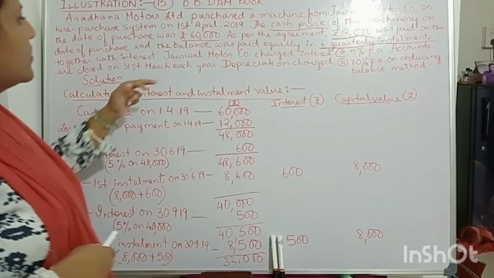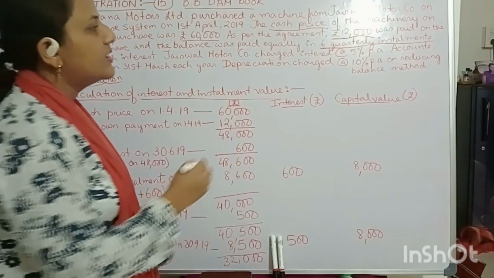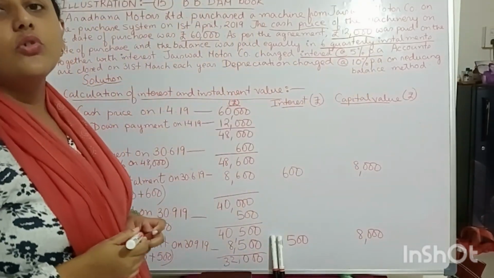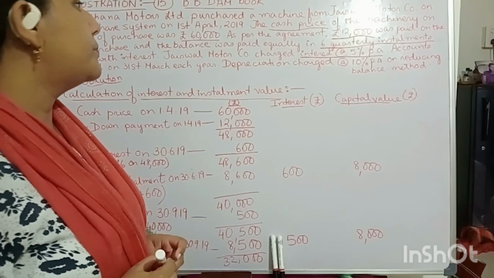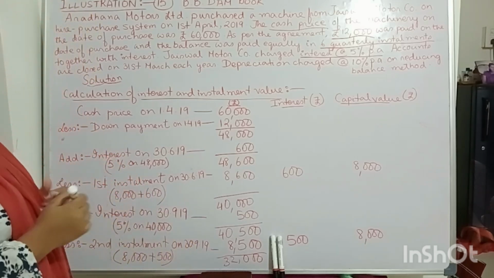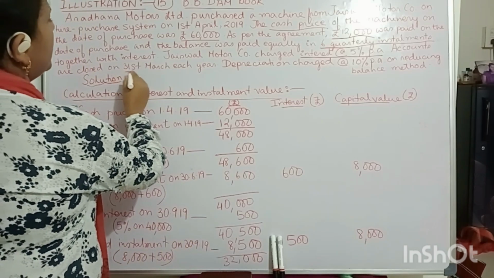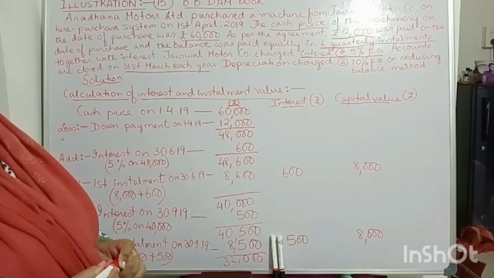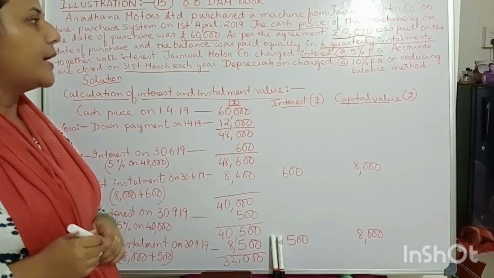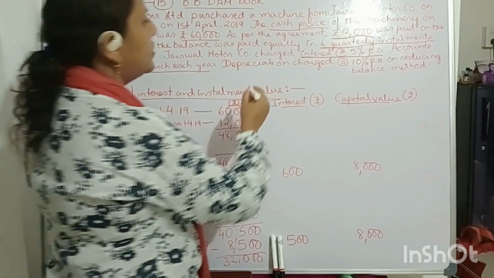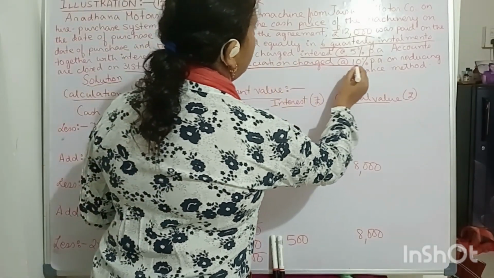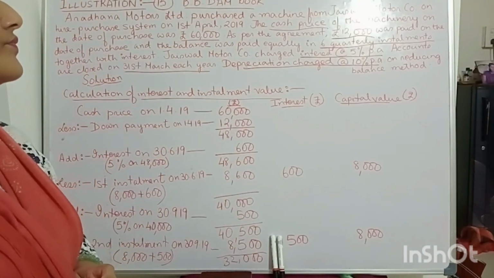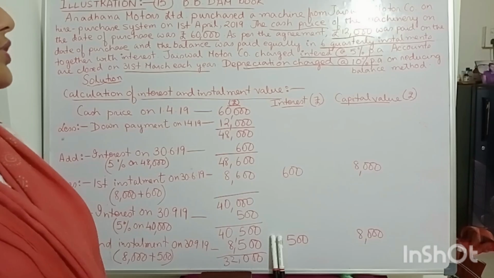Now you see, Jaiswal Motor Company charged interest at the rate of 5% per annum. Accounts are closed on 31st March each year. And depreciation charged is 10% per annum on reducing balance method. So I did not write the question further.